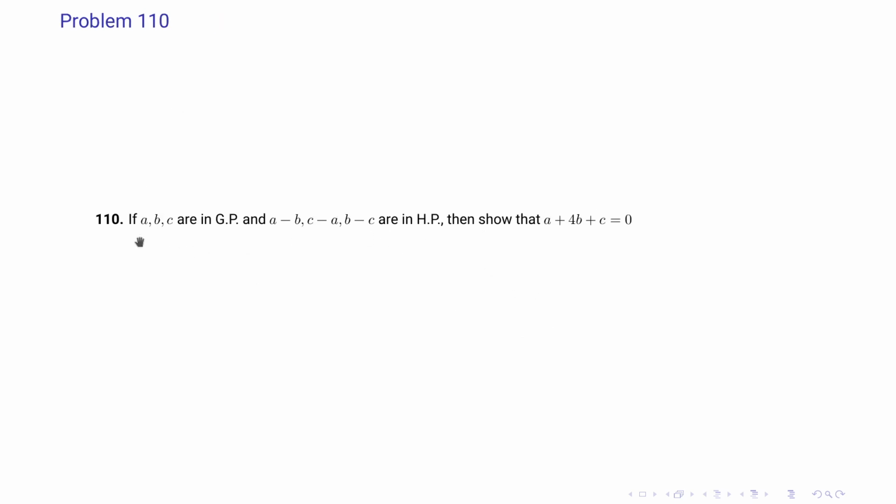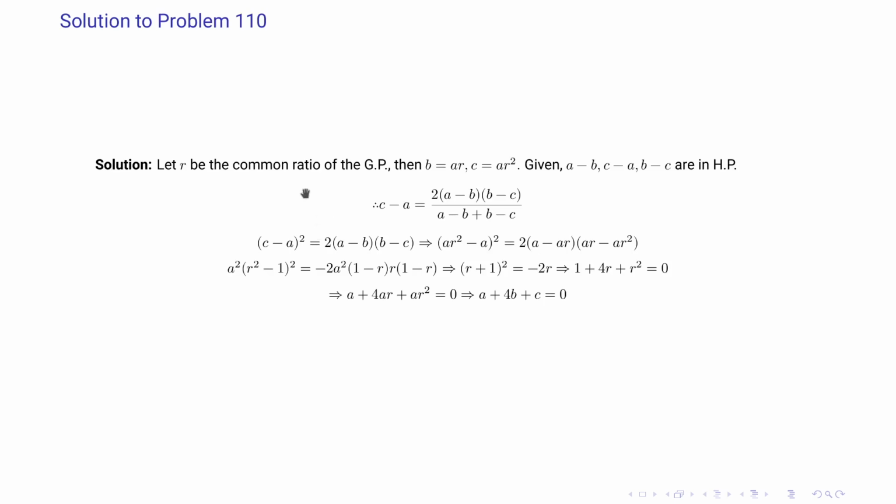Problem number 110 says that if A, B, C are in GP, and A minus B, C minus A, B minus C are in HP, then show that A plus 4B plus C is equal to 0. So we let R be the common ratio of the GP, then B is equal to AR, C is equal to AR square. Now we are given that A minus B, C minus A, B minus C are in HP. So we write the formula for the mean of a harmonic progression. We get C minus A is equal to 2 into A minus B into B minus C over A minus B plus B minus C.